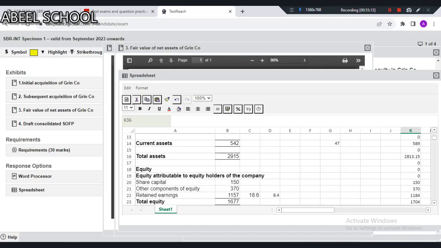So thank you very much. This is all about, I would say, test 11 as well as the new pattern of the consolidation.